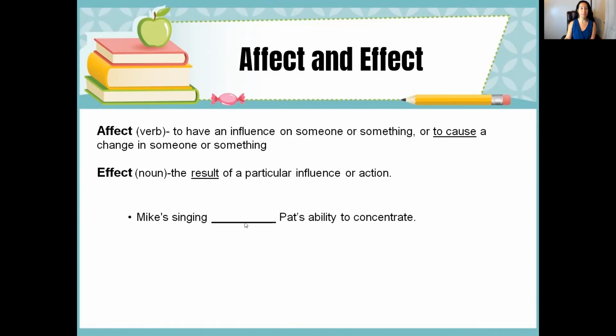Mike's singing blank Pat's ability to concentrate, okay? Mike was sorry for the blank his singing had on Pat, okay? So how would we say this? Mike's singing, okay, so this is the verb. So if this is the verb, can it be another verb?